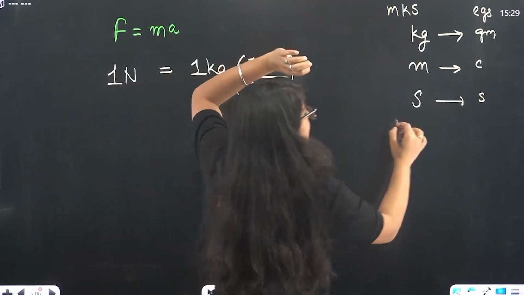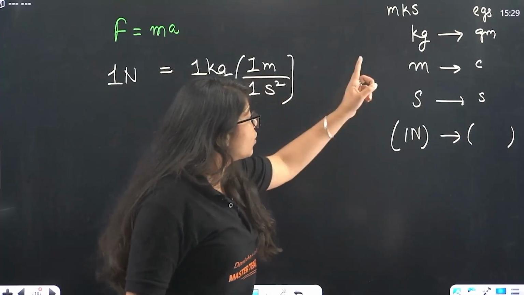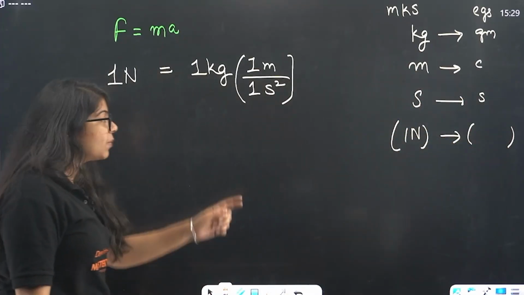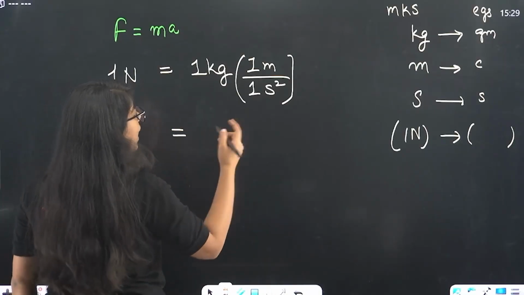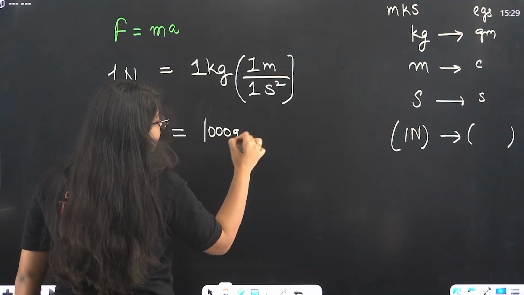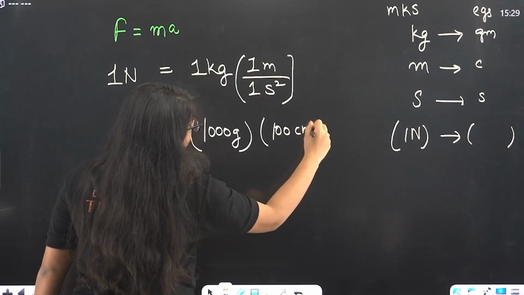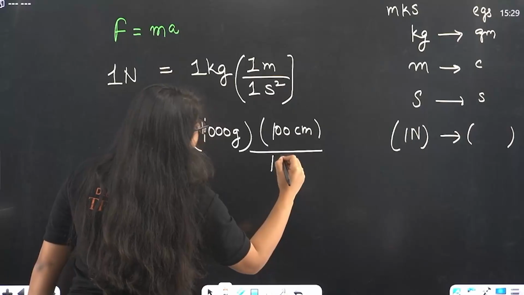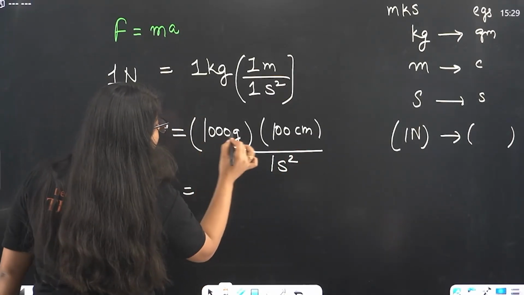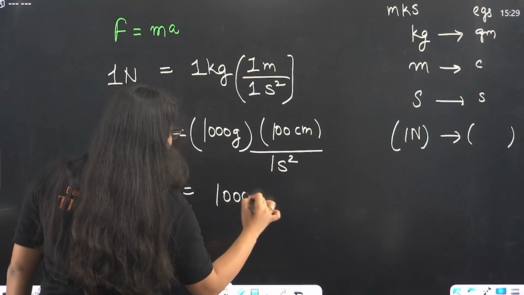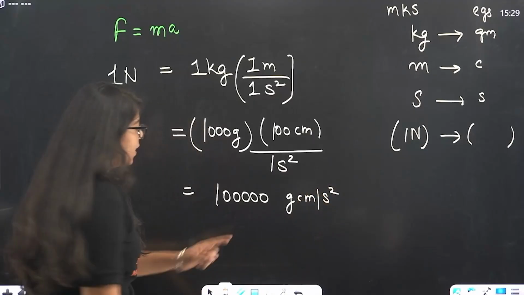Now 1 Newton is what? It's an SI unit, right? And you want to convert MKS into CGS. Now this is MKS. Let's convert it into CGS. In 1 kg, how many grams do we have? 1000 grams, right? In 1 meter, how many centimeters do we have? 100 centimeters. In 1 second, how many seconds do we have? 1 second square, so that remains the same. So just multiply this 1000 into 100, 5 zeros, and this will be gram centimeter per second square.